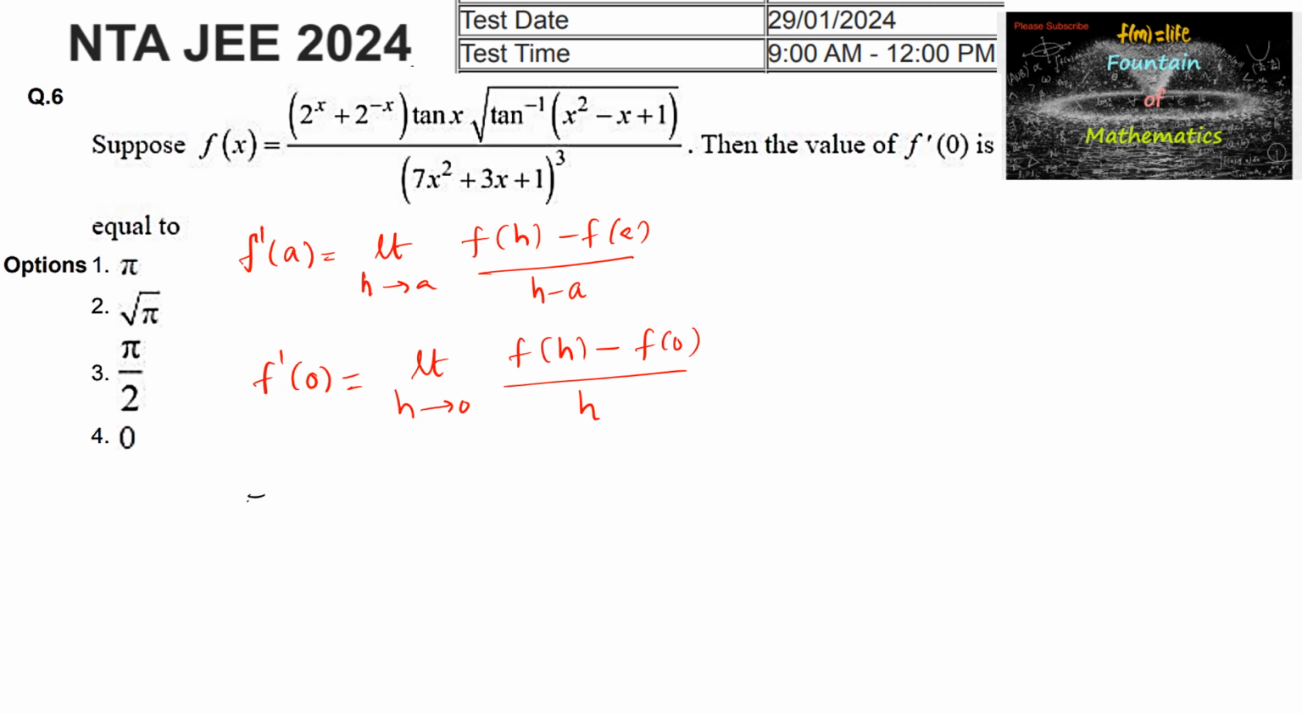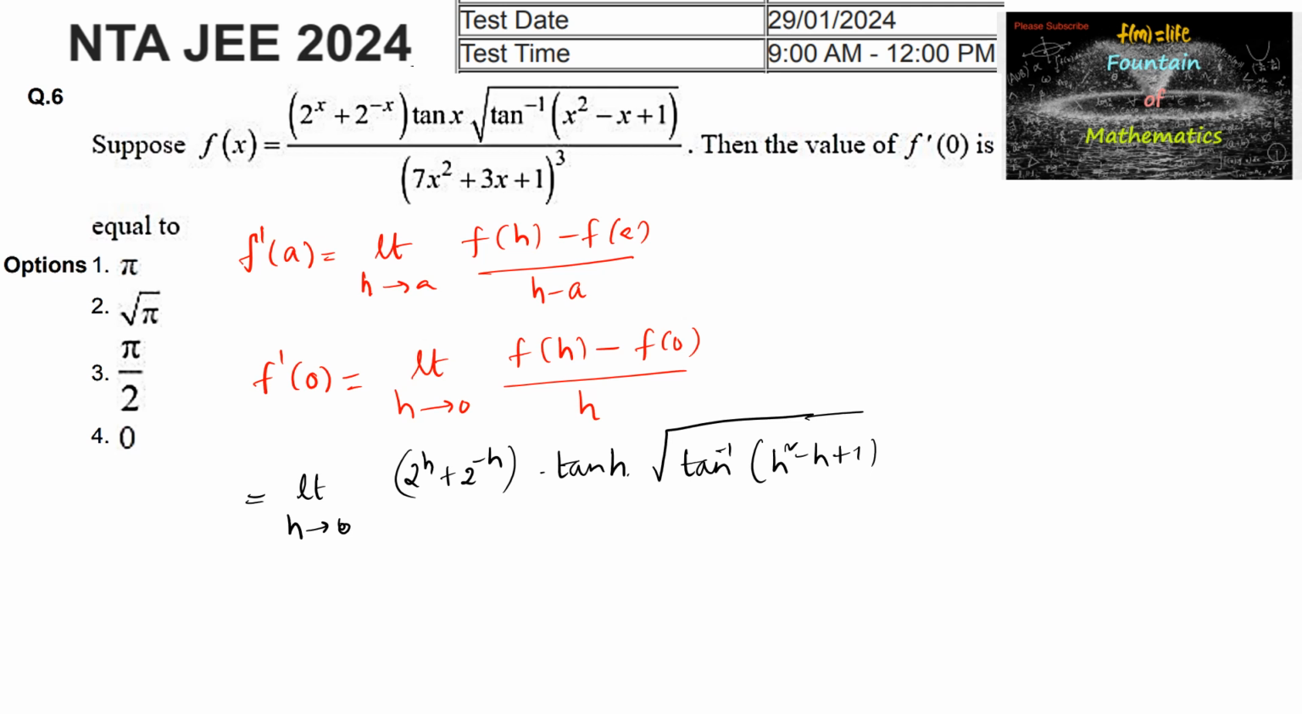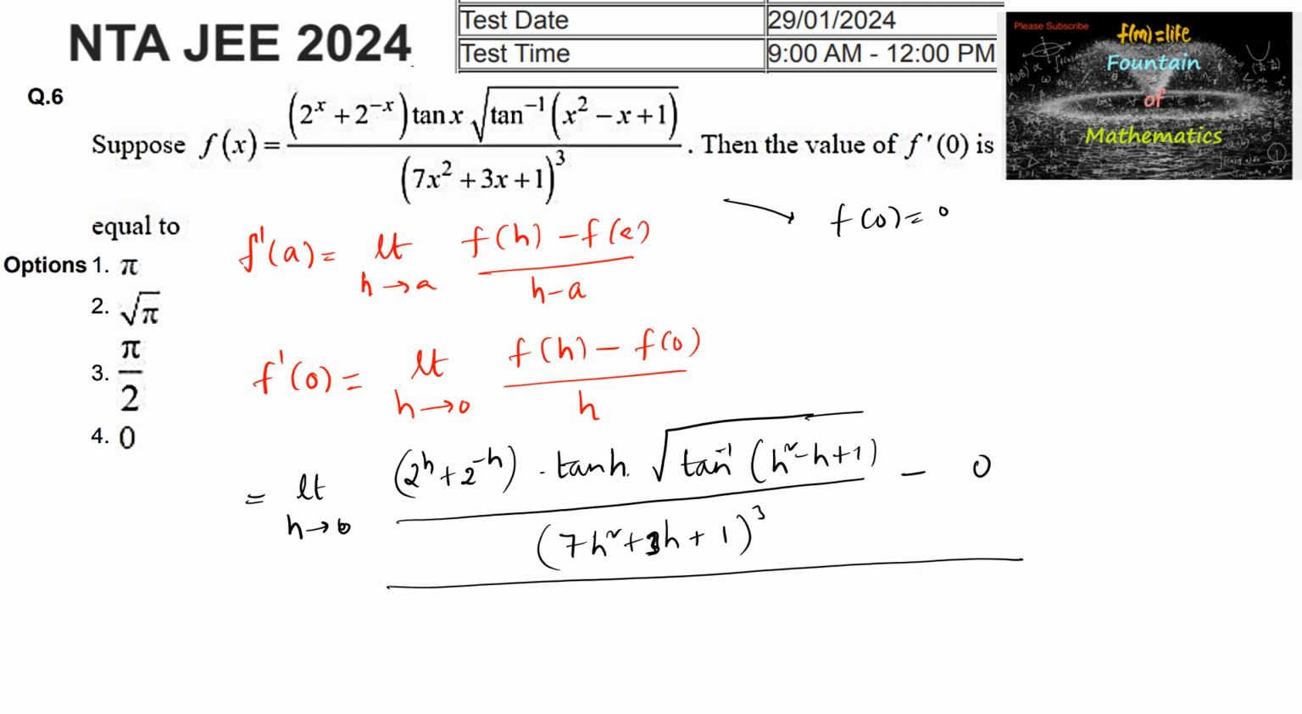So we can write limit h tends to 0, f of h is 2 power h plus 2 power minus h into tan h into root of tan inverse of h square minus h plus 1 upon 7h square plus 3h plus 1 whole power 3, minus f of 0. So we have f of 0, tan 0 is 0, and 0 into anything is 0. So we can write f of 0 is 0, whole divided by h minus 0, that is h.